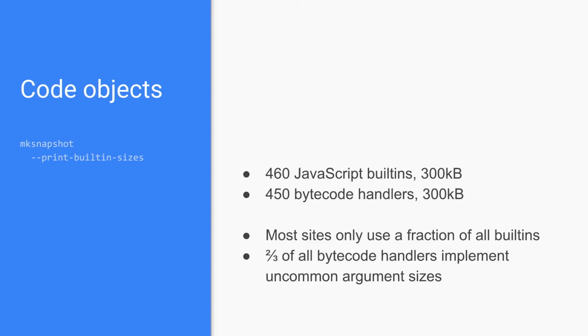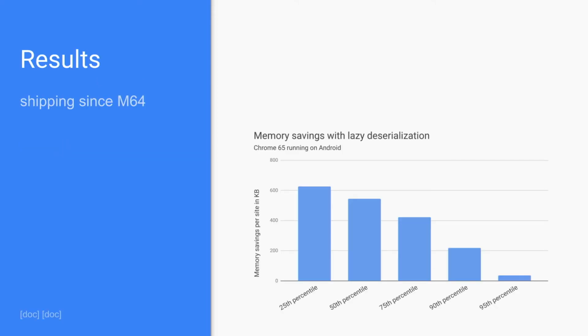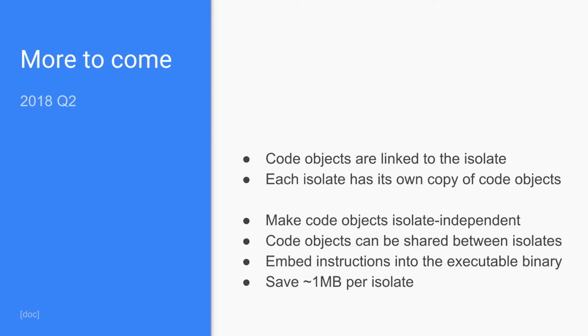And it turned out that most websites actually only use a fraction of those code objects. So we thought, well, why do we need to deserialize all of them at once? And so we implemented lazy deserialization, which on average saves around 500 kilobytes per isolate. And there's quite some more to come.